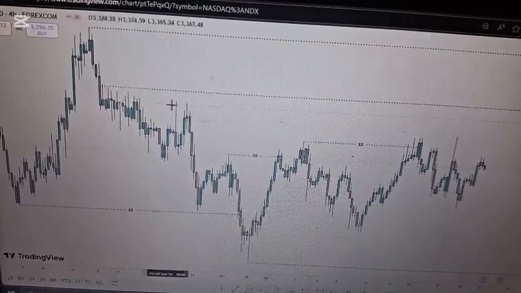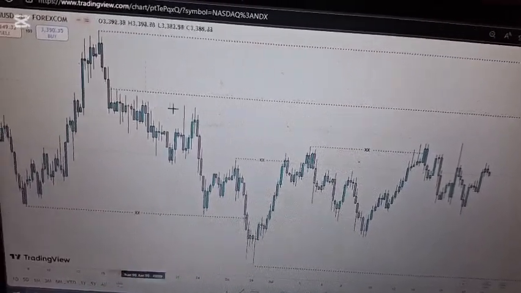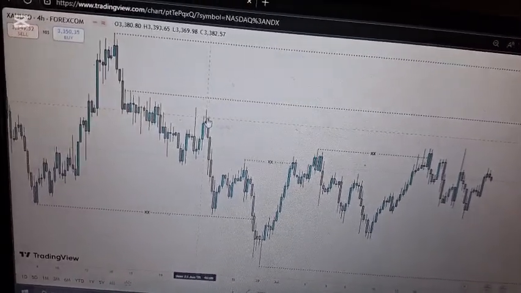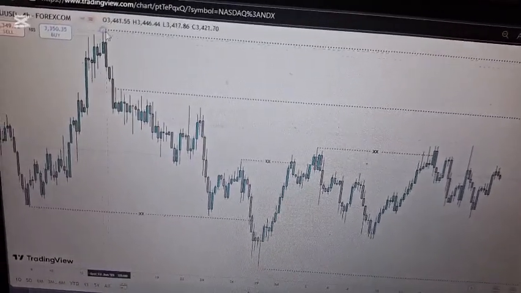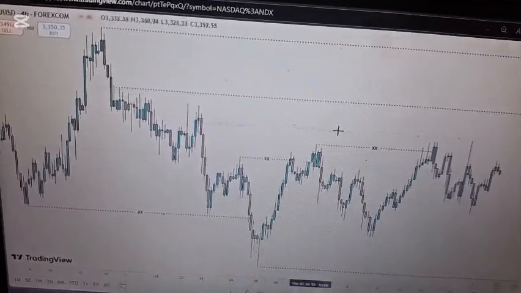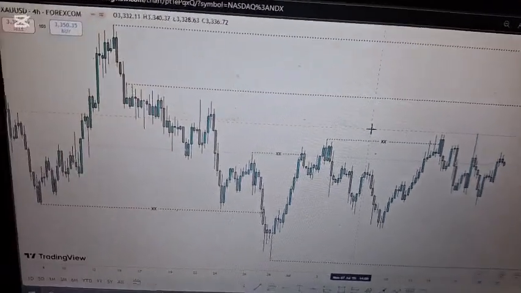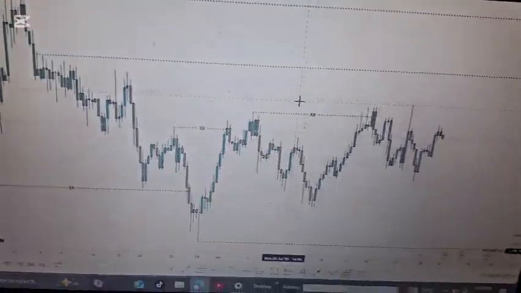But we have relative equal highs here. This could be internal liquidity but external as well, you feel me? This is the external liquidity. This is the internal one. I know I am rambling now, mumbling. Let me just do this.